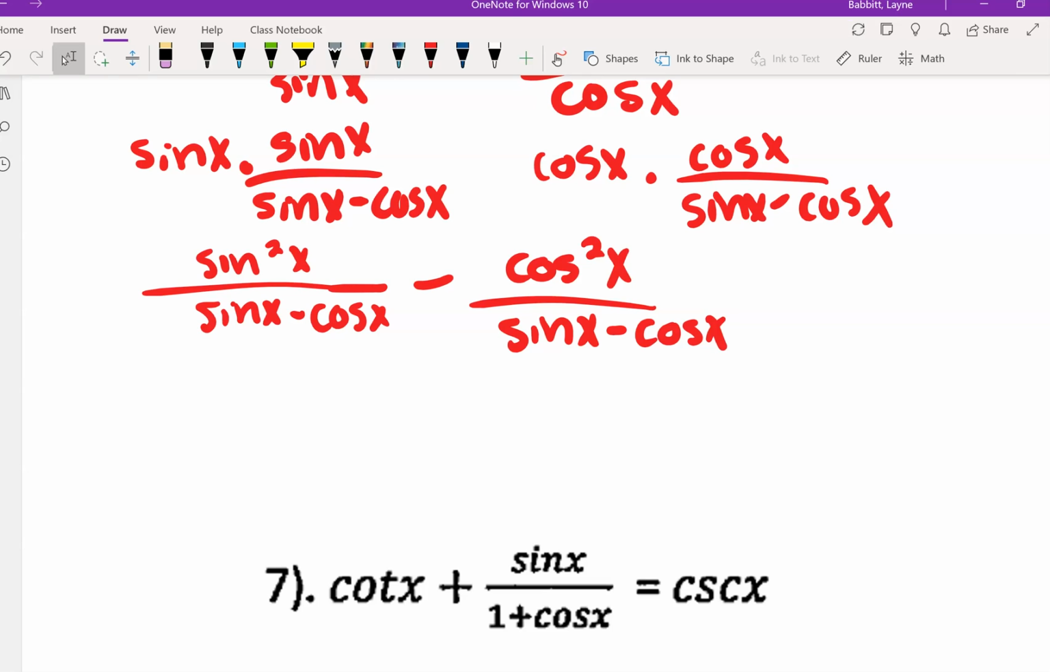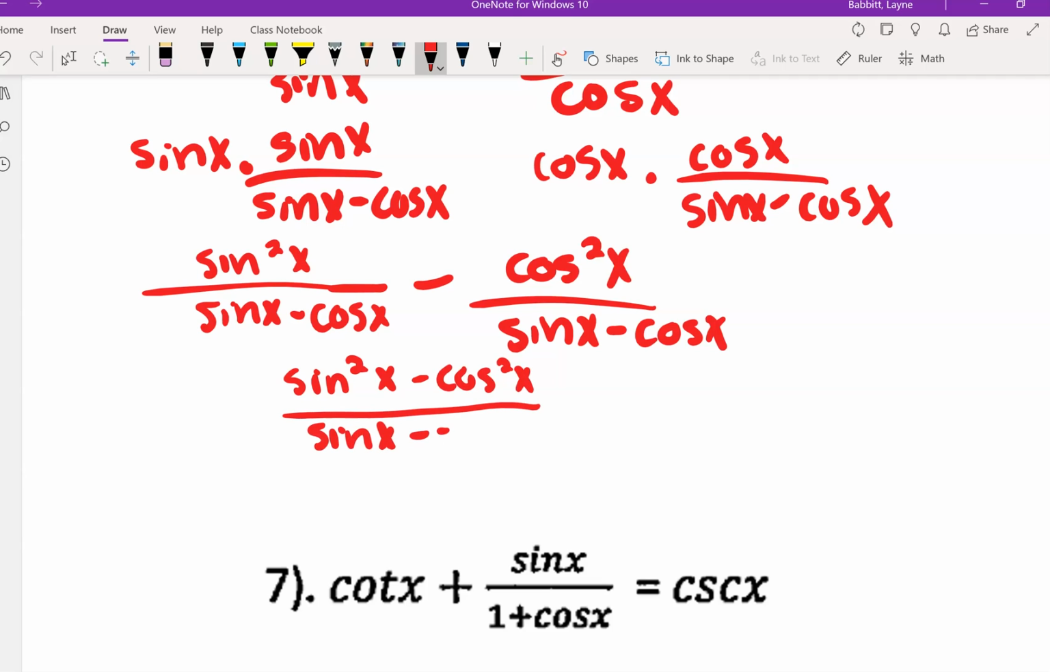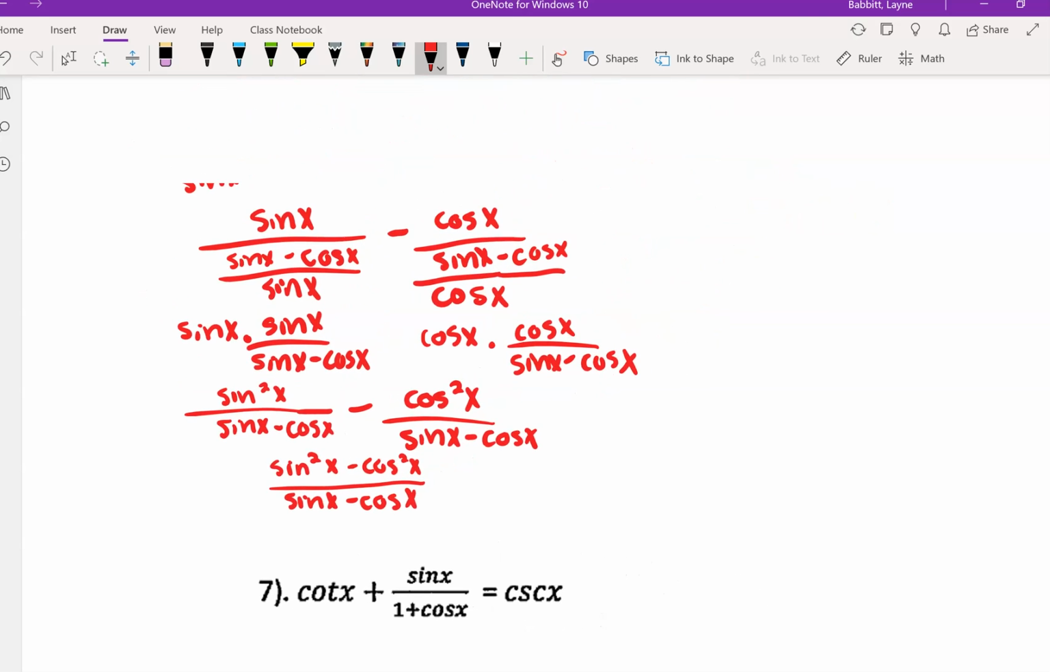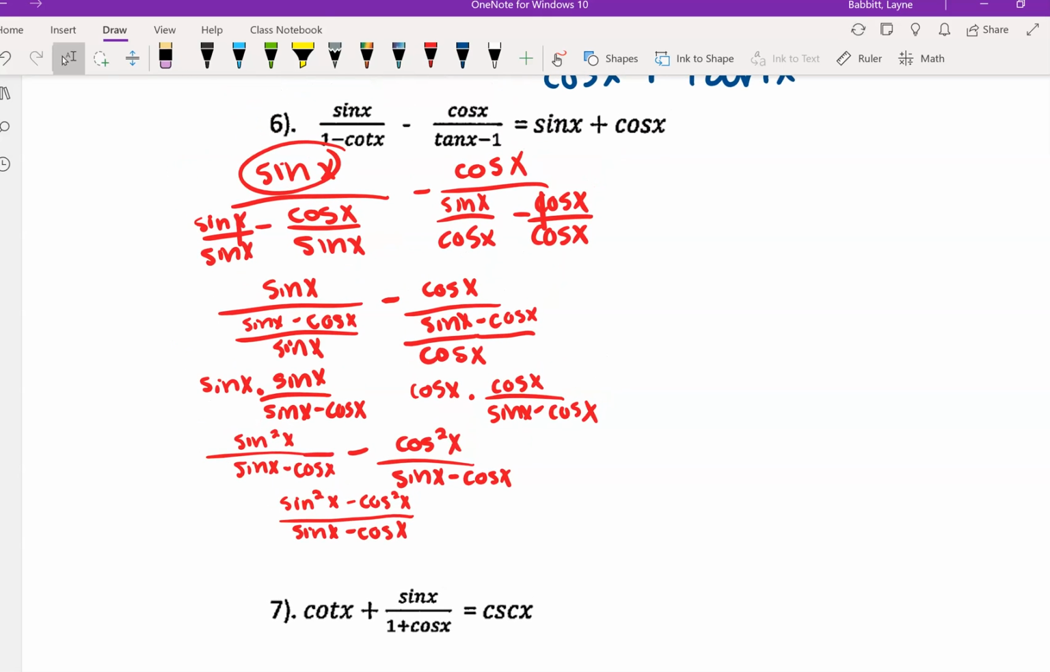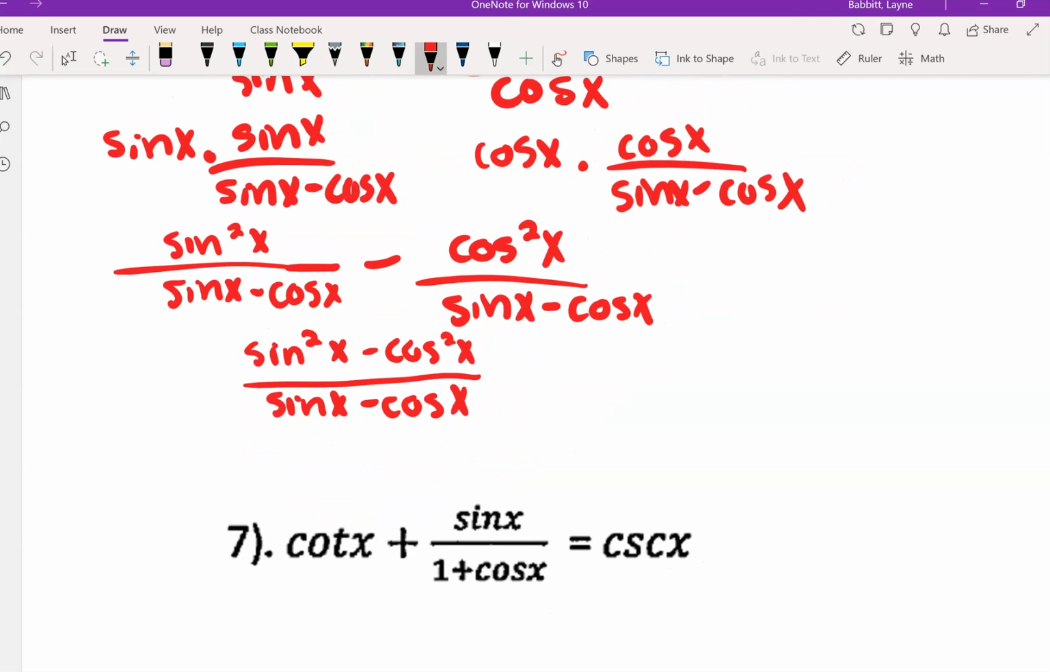We have common denominators, which is awesome. We can combine these two fractions, so sine squared x minus cosine squared x over sine x minus cosine x. And this is kind of the point where I usually look back at where I'm trying to go. So remember, I'm trying to get it to just sine x plus cosine x. So it looks like I'm kind of close, but not quite. I need to somehow get rid of this whole denominator. I need this whole denominator to be able to cancel out.